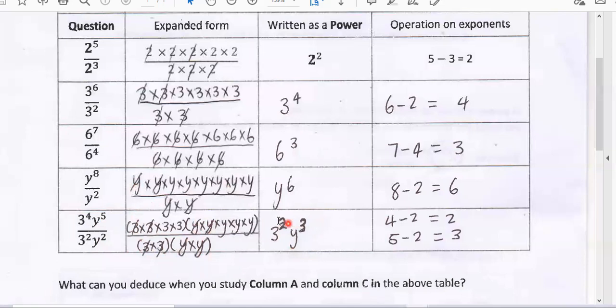Now, how did I get y to the exponent of 3, then 3 to the exponent of 2? So again, I took the exponent of the base that is in the numerator. This base, I took the exponent, which is 4, and I subtracted the exponent in the denominator, which was 2. So it was 4 minus the 2 to give me an answer of 2. Then y, we took the exponent, which was 5, minus the exponent in your denominator, which was 2, to give me an answer of 3. So we went 5 minus 2 to give us an answer of 3, which is represented over here.